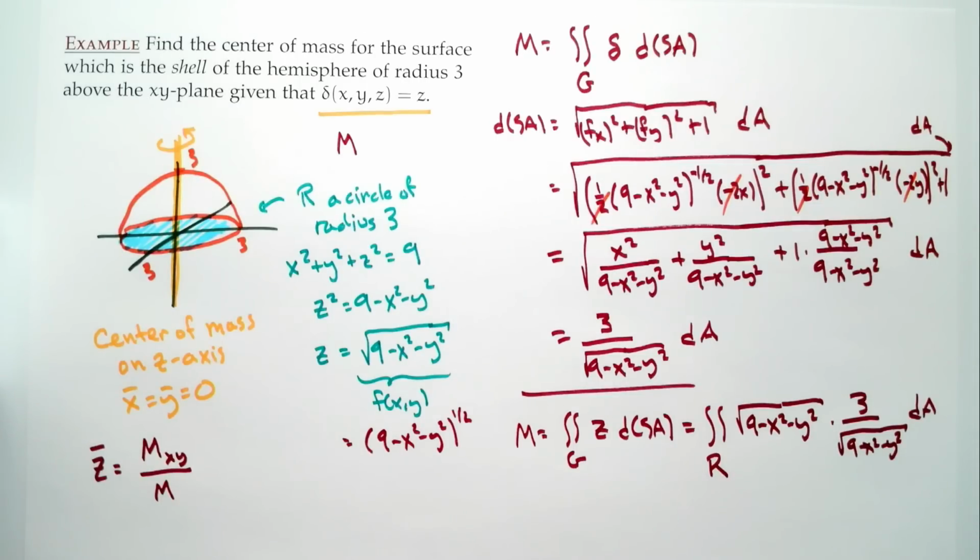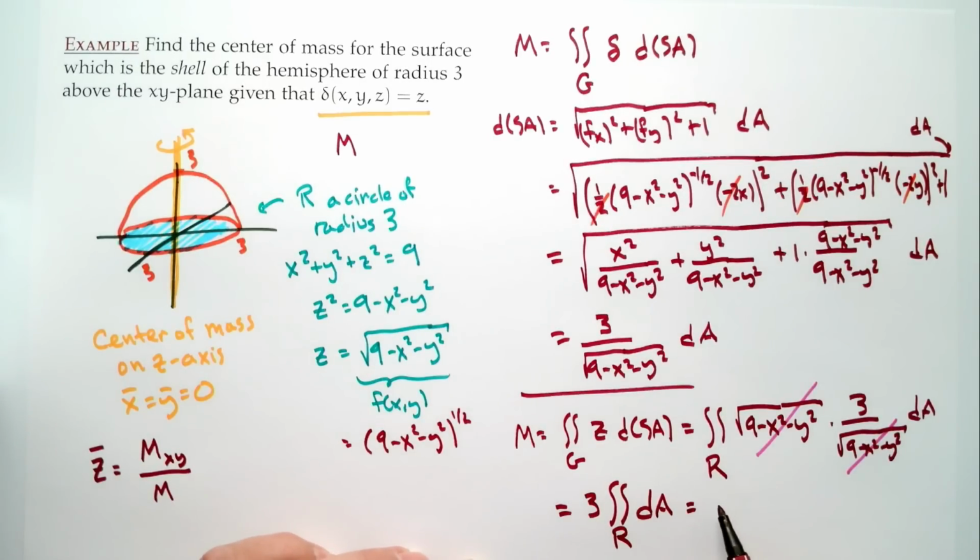Well, what do you see? Cancellations. So, what are we left with? Well, the 3 can come out. That's 3 times the integral over our region dA. Now, we could integrate that, or we could be smart and say, hey, hold on a second. If I'm integrating over my region dA, that finds something. What does it find?